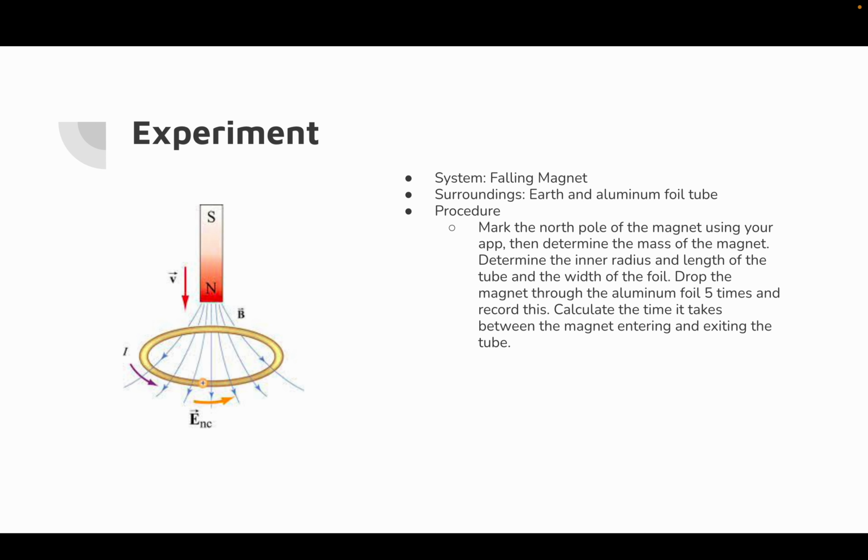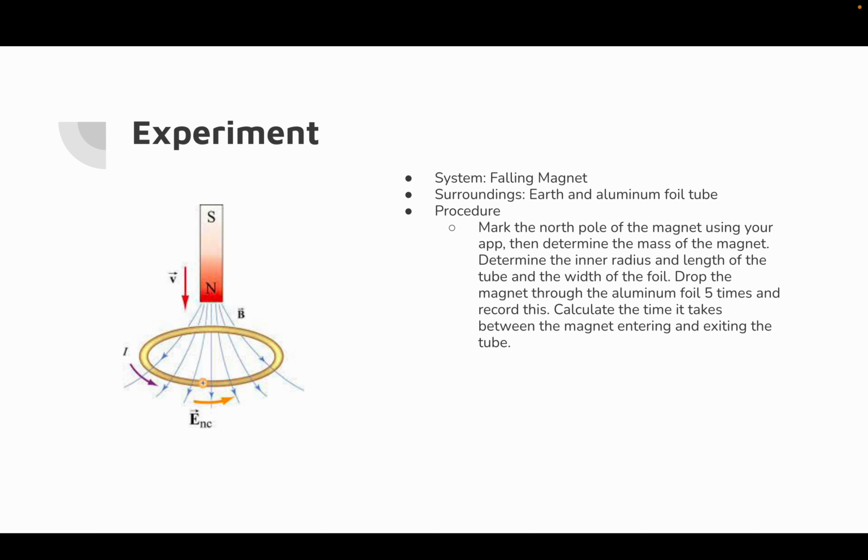The procedure we want to use is to make sure you have all the materials, including a meter stick and most likely an app on your phone that measures magnets. The first thing you want to do is mark the north pole of the magnet using the app, and then determine the mass of the magnet. You'll also want to determine the inner radius and length of the tube and the width of the foil.